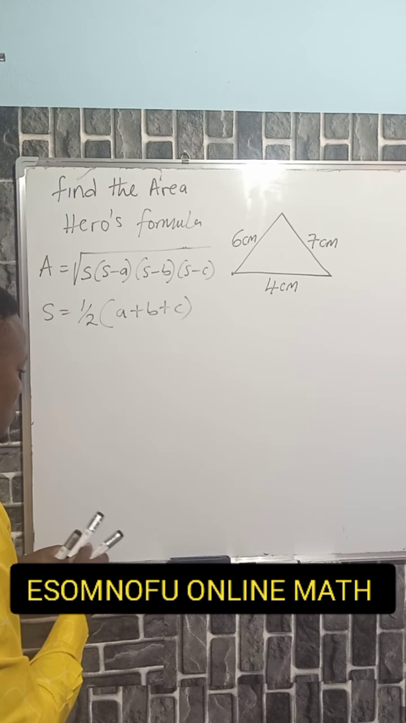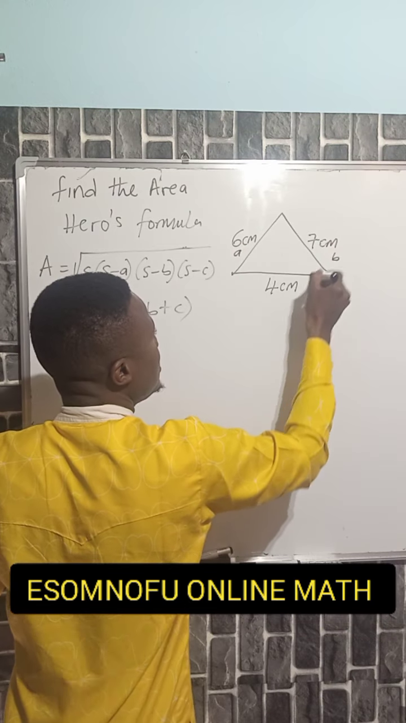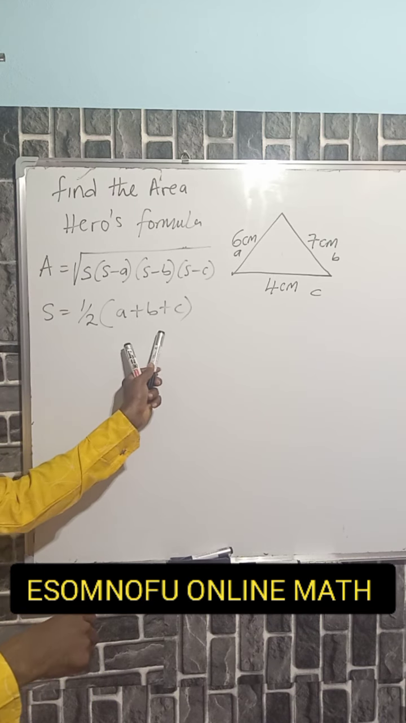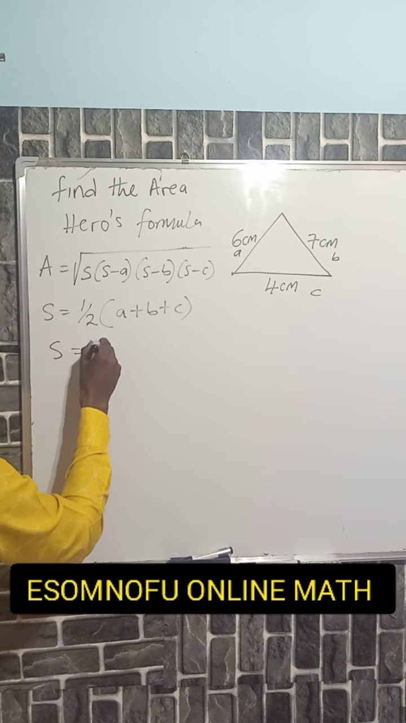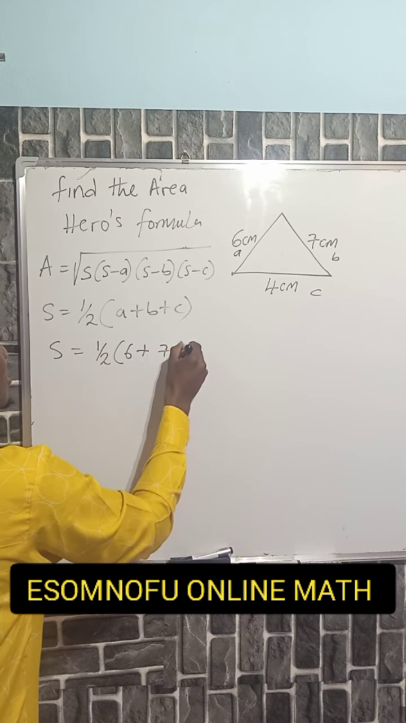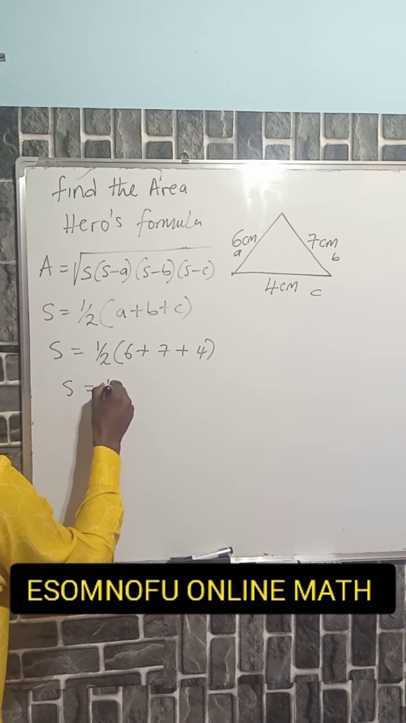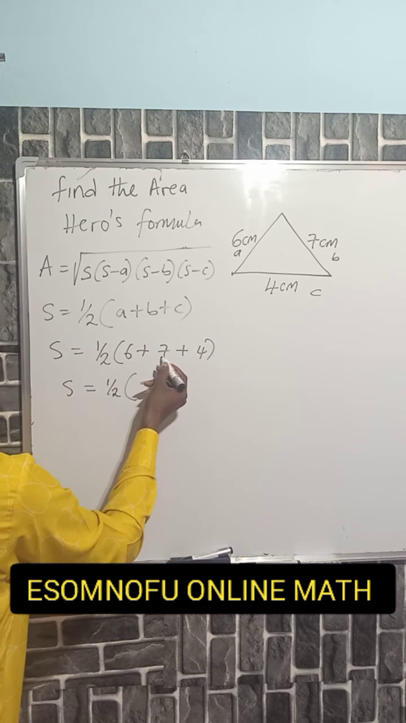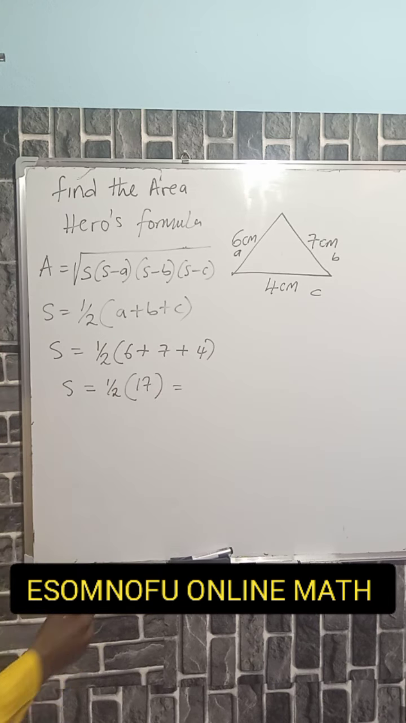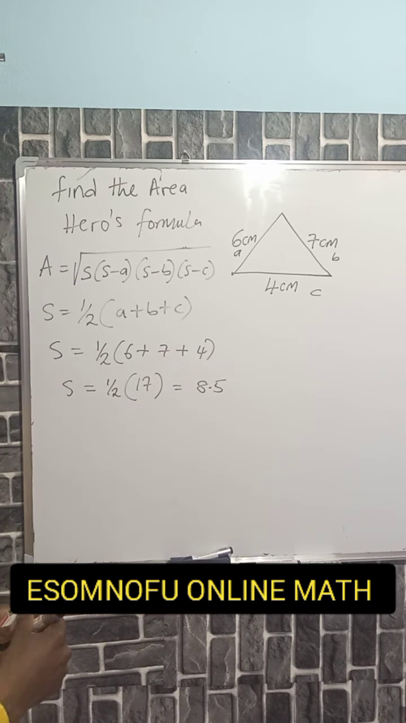So we may assume that this side is a, this side is b, and this side is c, for instance. With that, let us get the s. So s is half into a, which is 6, plus b, which is 7, plus c, which is 4. When you sum up, s will give us half into 6 plus 7 is 13, plus 4 is 17. And half of 17 is 8.5. That is what it's giving us.